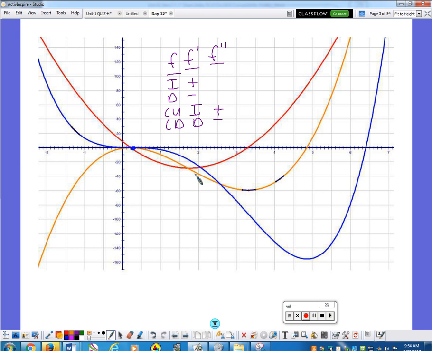Question, Paris, please. So, sometimes it's probably harder to tell where the concavity changes, so you would just look at where it's increasing and decreasing. Perfect, perfect. That's really, really good. It is much harder to tell exactly where the concavity changes than it is to tell when F prime changes from increase to decrease. Perfect. Please.